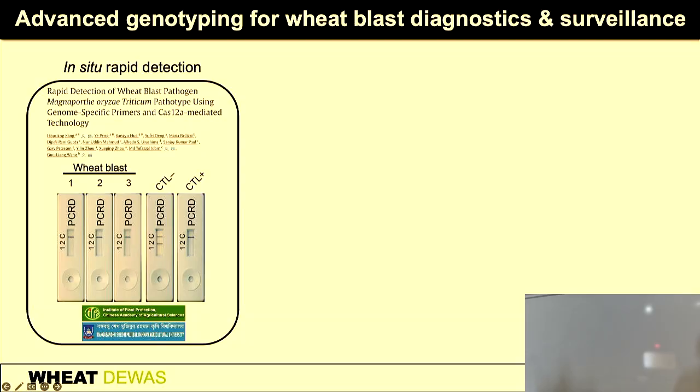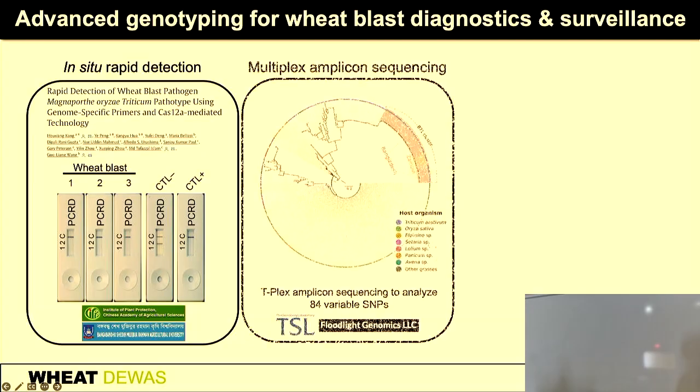But in areas where the disease is sadly already endemic, we also want to get a bit more information about the lineages that are present. And we can get that information through work that's been done by the Sainsbury Laboratory in Norwich in the UK, where they developed this system that they call T-Plex. And it's, again, an amplicon system, but relies on Illumina sequencing. And so samples are sent to them, and then they analyze just 84 SNPs, and that tells you the precise lineage of wheat blast that's present in that particular sample.